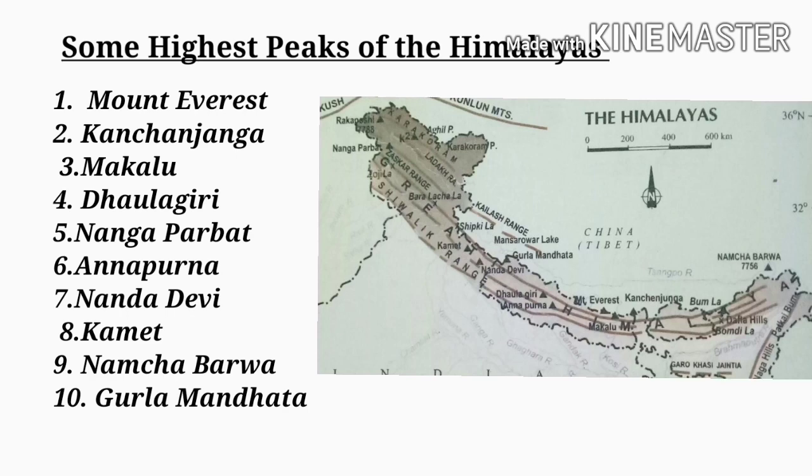Second one, Kanchenjunga. Kanchenjunga is the highest peak in India. Its height is 8,598 meters. It is located in Sikkim. Third one, Makalu. Its height is 8,481 meters. It is located in Nepal. Fourth one, Dhaulagiri. Fifth one, Nanga Parbat. Sixth one, Annapurna. Seventh one, Nanda Devi. Eighth one, Kamet, ninth one, Namcha Barwa, and last one, Gurla Mandhata.